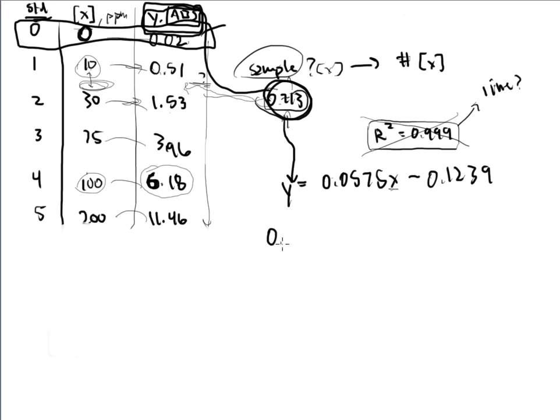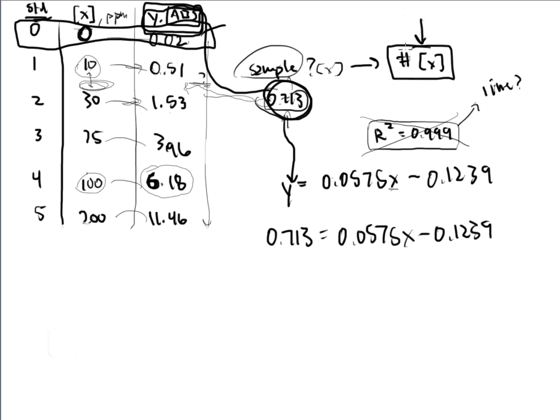So 0.713 goes in for y equals 0.0575x minus 0.1239. Well, I need to solve for x. x is my concentration, and that's what I'm trying to find for my sample, right? I'm trying to find x, the concentration. That was on the x-axis. So to get x by itself, we're first going to have to get rid of everything else around it. So I'm going to add 0.1239 to each side of the equation.